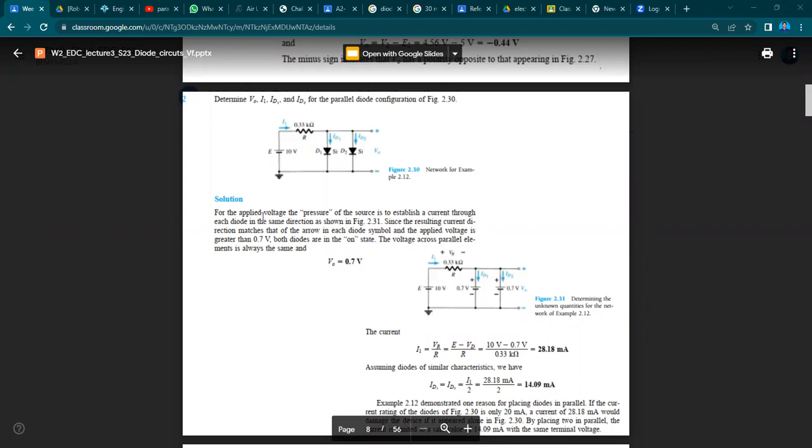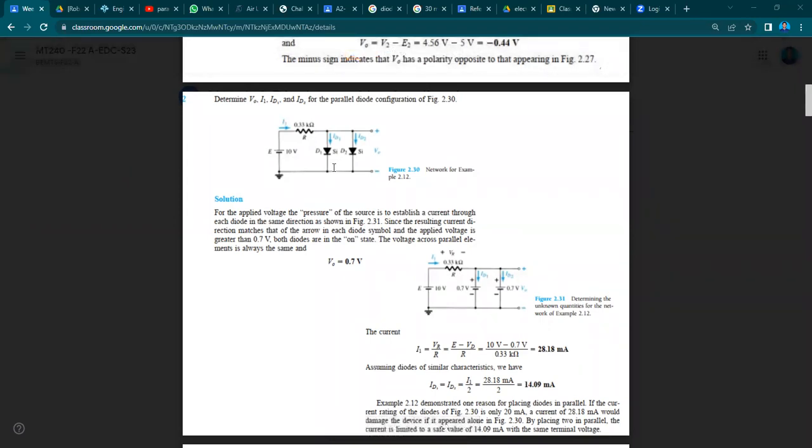Today we are going to solve some examples of the diode combination with the resistors and any battery. Before starting the lecture, I'm going to tell you what a diode is. A diode is basically a junction of p-type and n-type semiconductors which allows the current to flow in one direction and opposes the current to flow in the other direction.